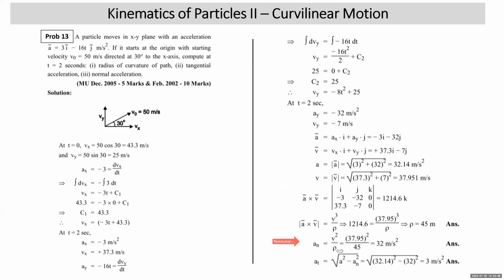Then normal acceleration is v square upon rho. Substitute the values of v and rho, you get an. And tangential acceleration is square root of a square minus an square. Substitute the value of a, substitute the value of an, you get the tangential acceleration.